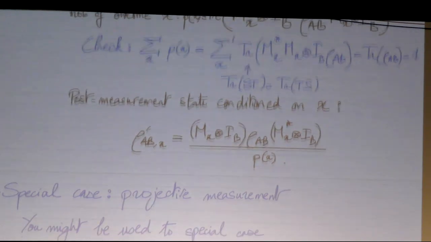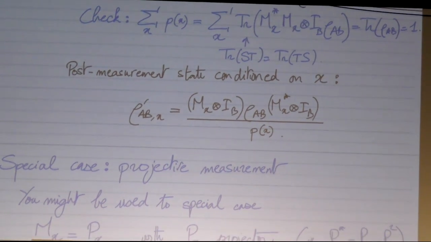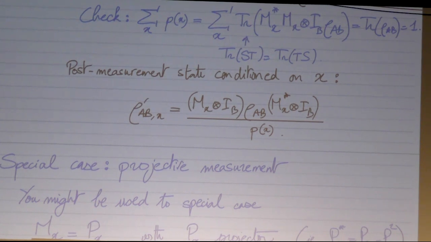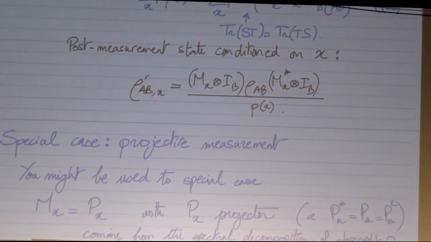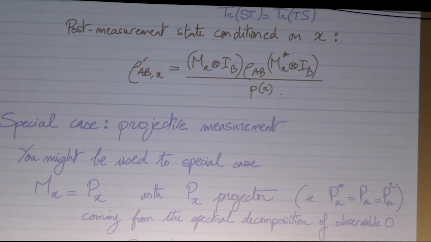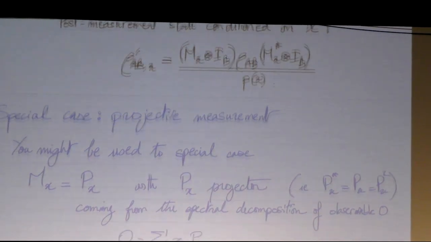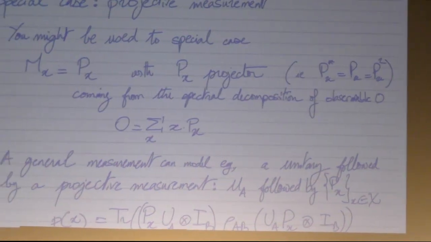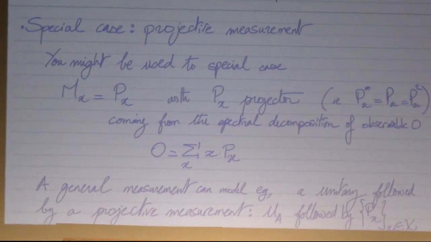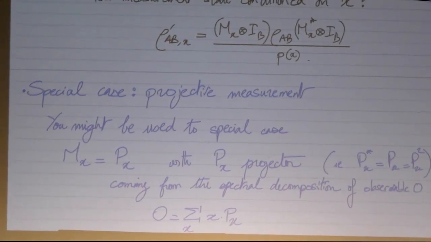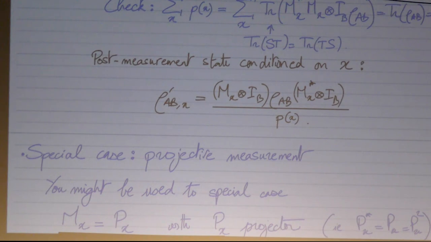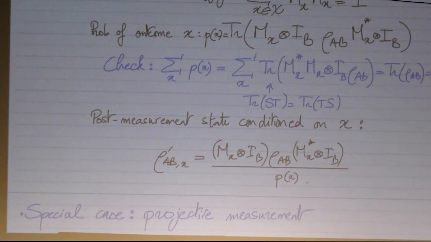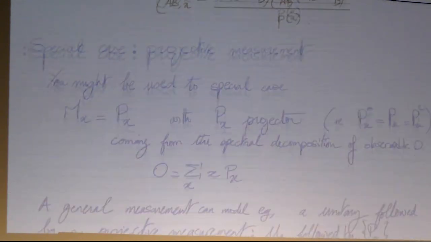The post-measurement state is given by sandwiching rho AB with these operators, M_x and M_x star, and dividing by p_x. So this is conditioned on seeing x. Here you might be more used to the setting where M_x is a projector, but in the definition I gave it can be more general. The M_x are arbitrary operators that satisfy this normalization property.